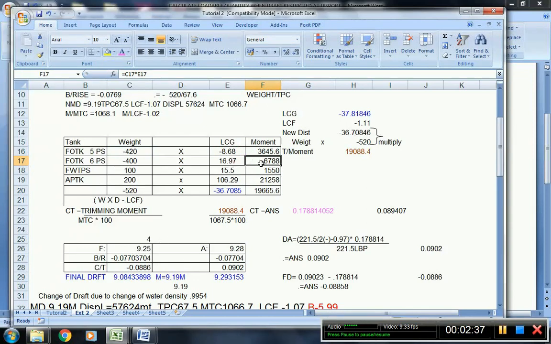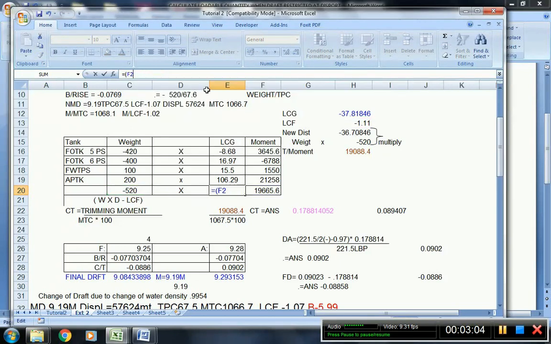Then you can drag down to copy. So this is the total trimming moment, algebraic sum. Total trimming moment is 19,665.6.